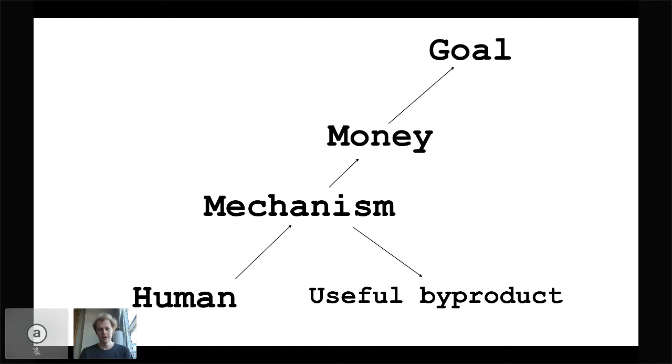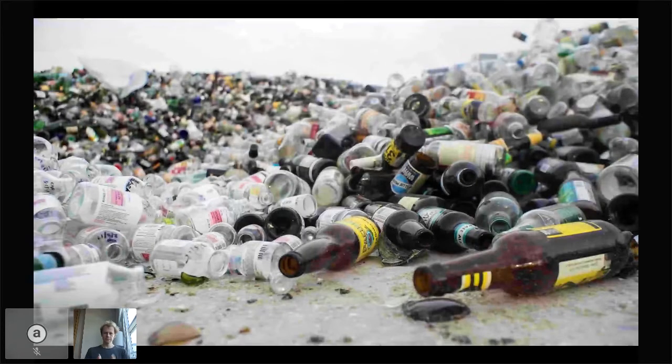You have a human, they're incentivized to take part in a mechanism so that they get money or social rewards as an outcome on their way to a goal. But by taking part in the mechanism, they have produced a useful byproduct for you, the mechanism designer, hopefully in an ethically appropriate way. Okay, example number one, bottle pickup.